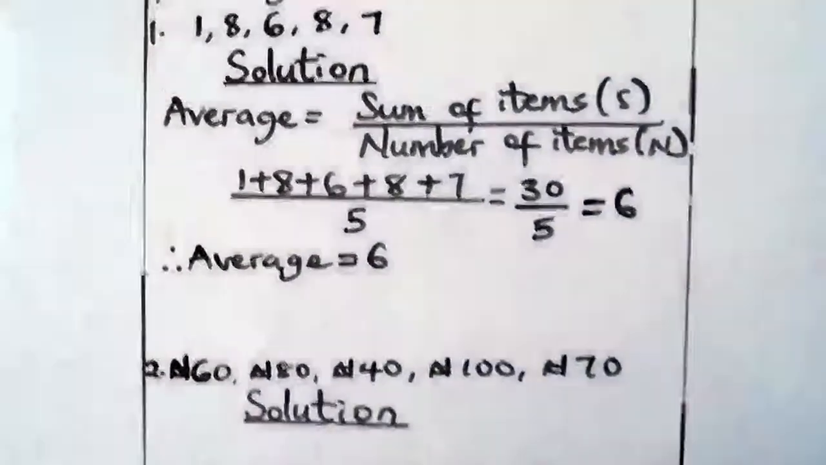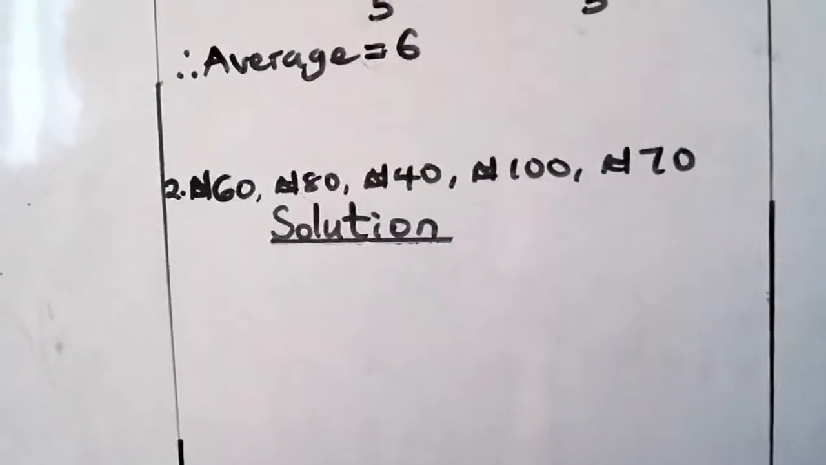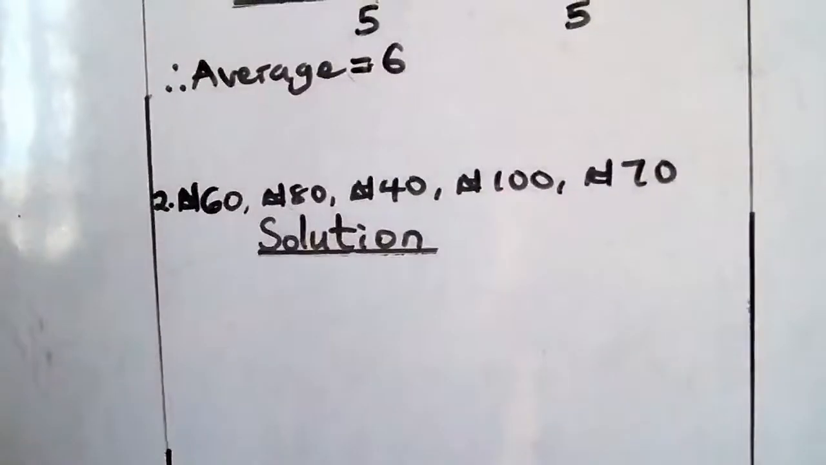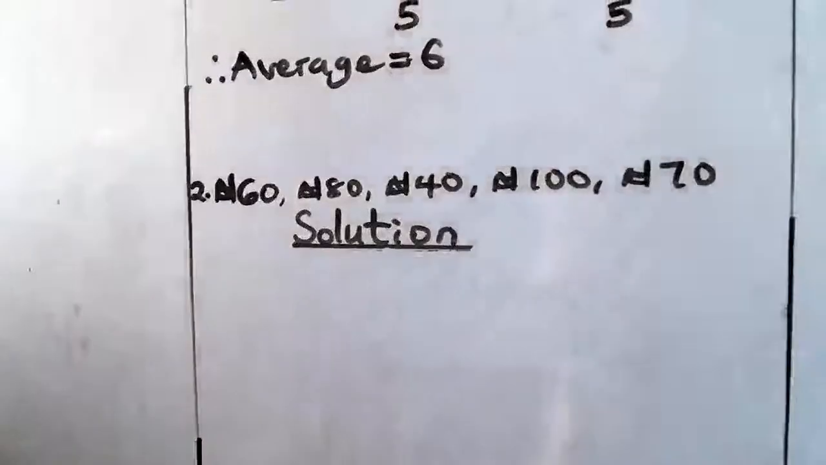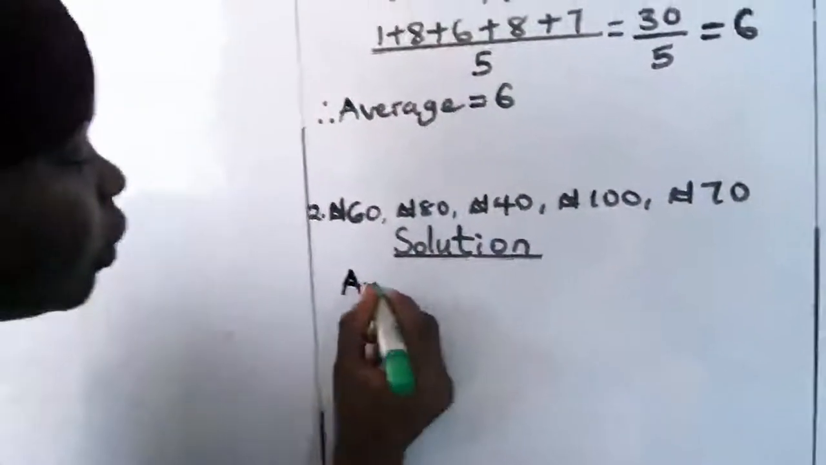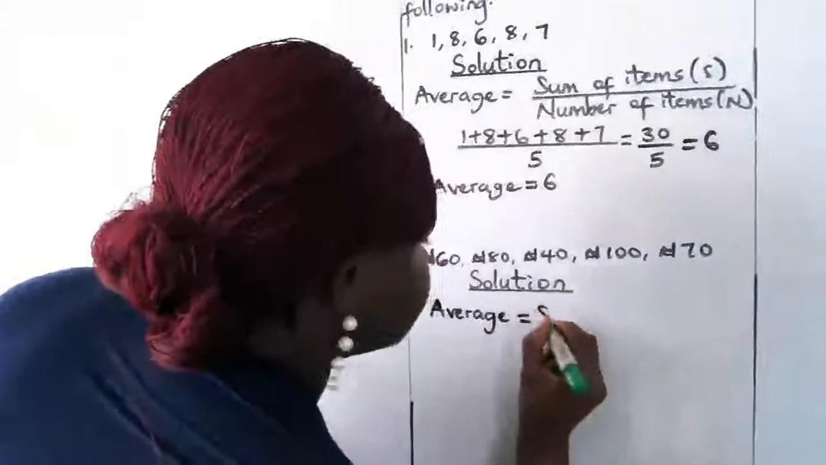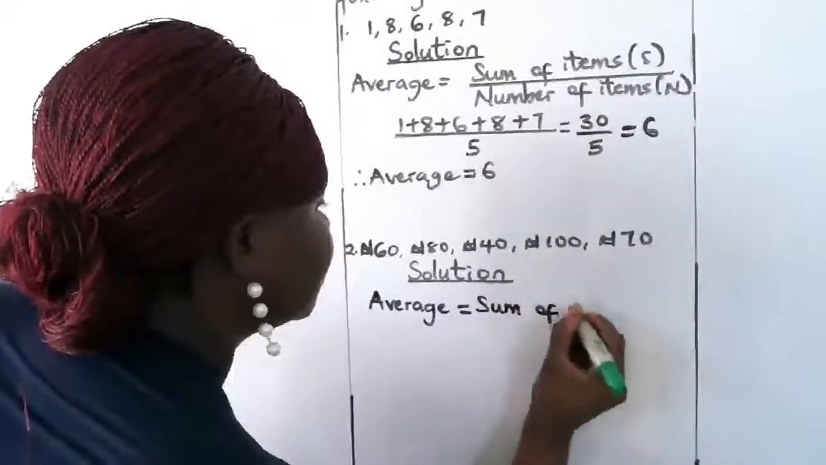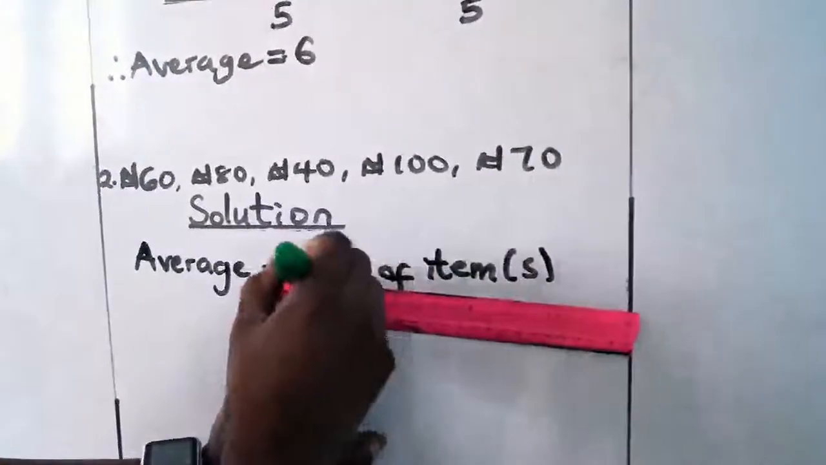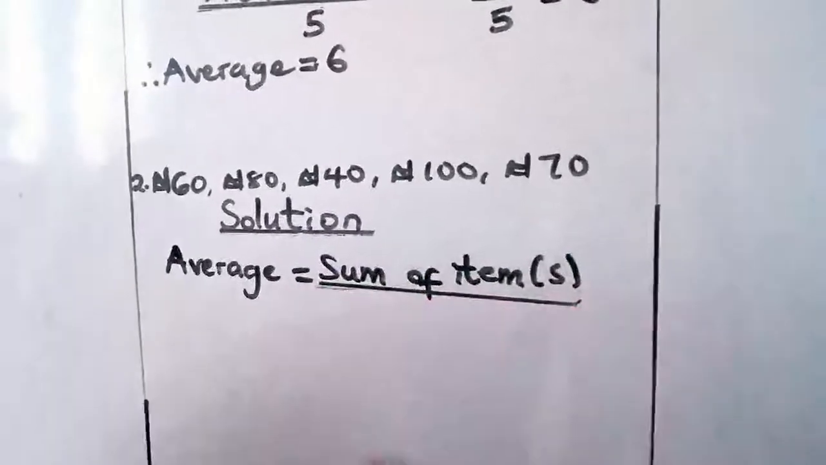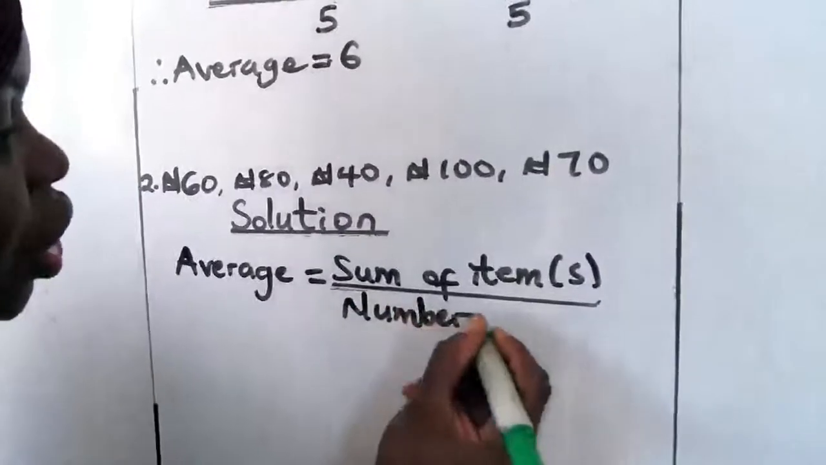Let's look at the second example. Sometimes we might be asked to find the average of values. It could be money, it could be measurements, or it could be anything. So in this case, you take the same formula, average. And what is that formula, everybody? Can you say it louder? Sum of items over number of items. You are excellent. Don't worry, no matter the quantity or the value you are given, you can still work out the average.